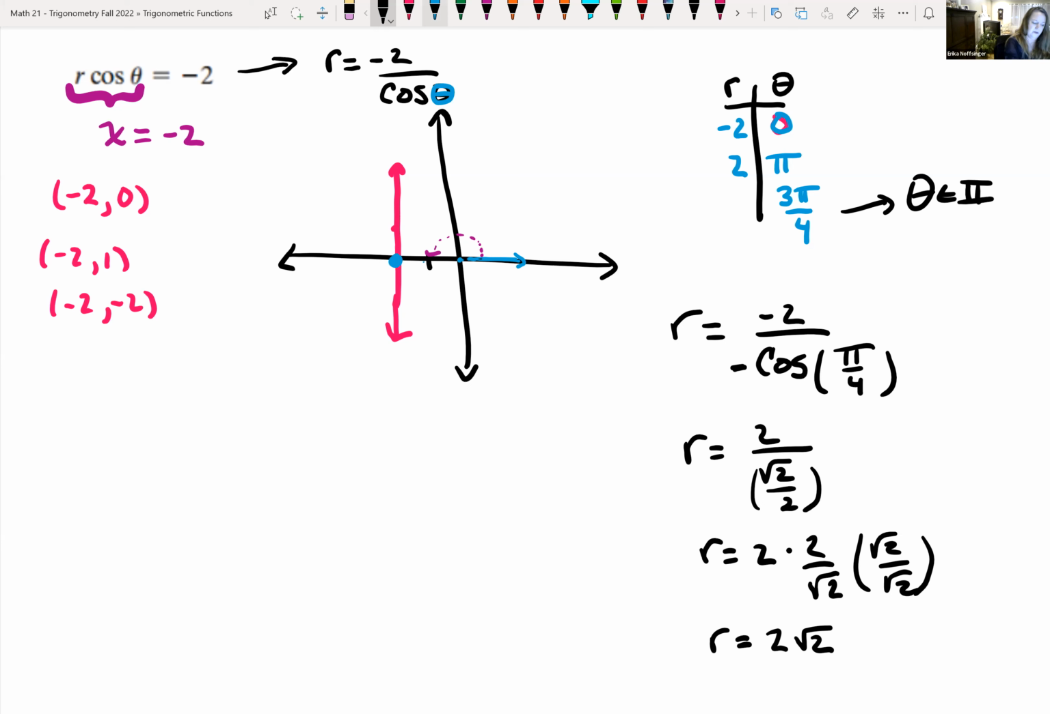So going 3π/4, that would get me here. I would have my terminal side of that angle, and I would go up 2.8 approximately. And I would get a point right here. And so again, I get the same line, which is vertical. Okay, so if we ever have something in the form of r cosine theta equals a number, that is going to be a vertical line at that number.